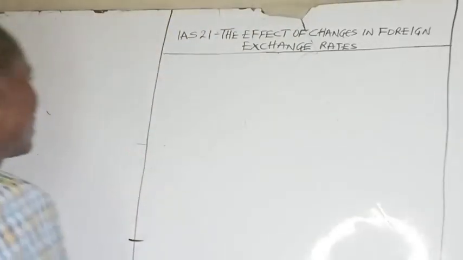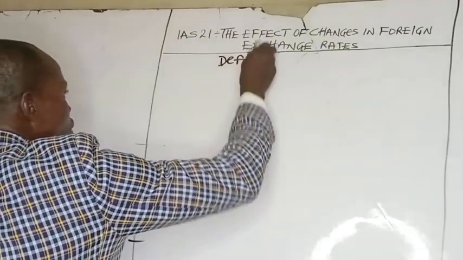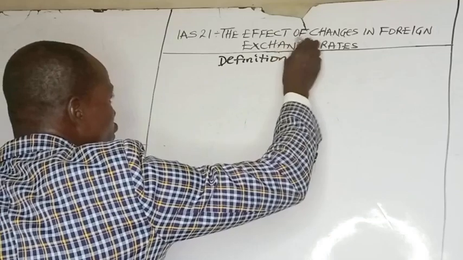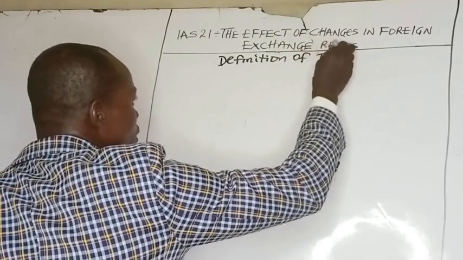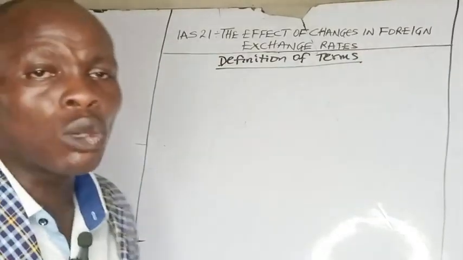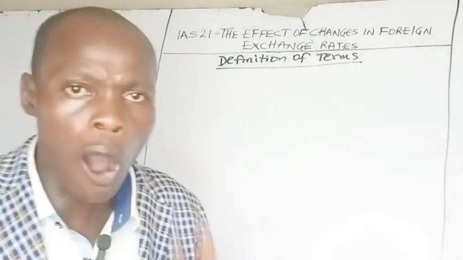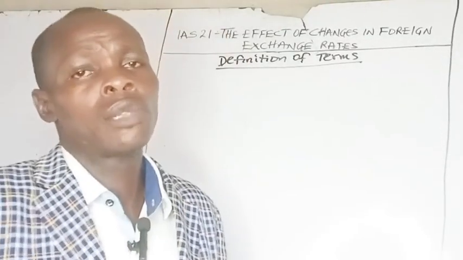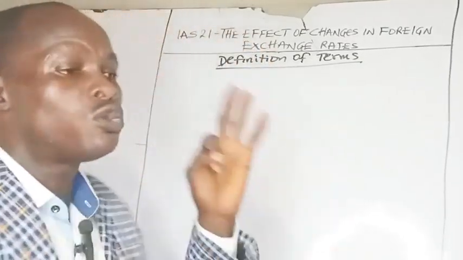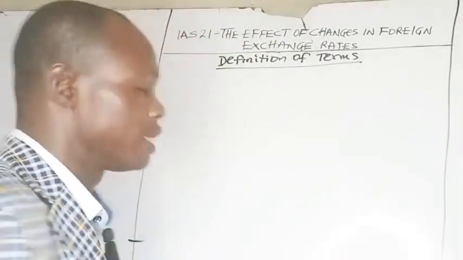Now, let me look at those terminologies that are used in IAS 21. Definition of terms. IAS 21 identifies three types of currency. Number one, we have presentation currency. Number two, functional currency. Number three, foreign currency.